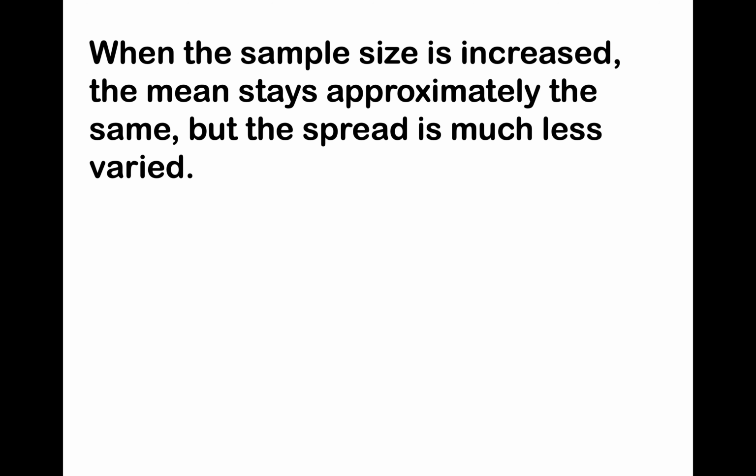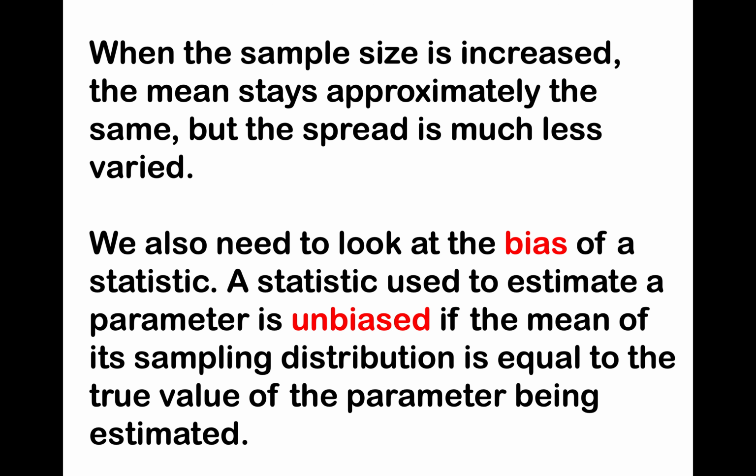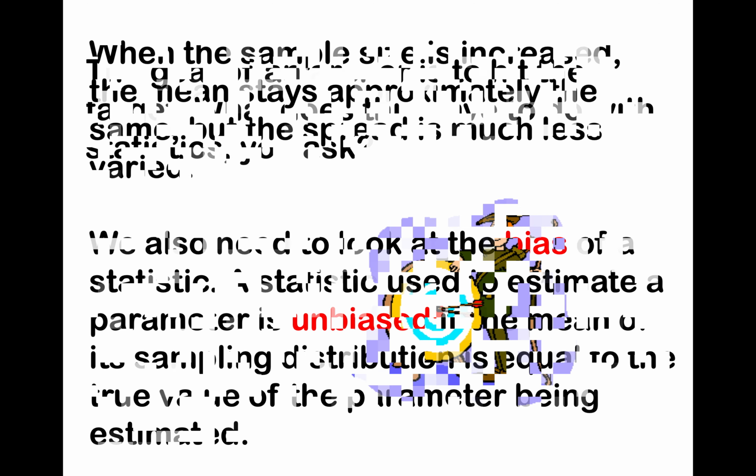So when the sample size is increased, the mean stays approximately the same, but the spread is much less varied, and we like that, because then we know we're more accurate. We also need to look at what's called the bias of a statistic. A statistic used to estimate a parameter is unbiased if the mean of its sampling distribution is equal to the true value of the parameter being estimated. So we don't want it to be biased.